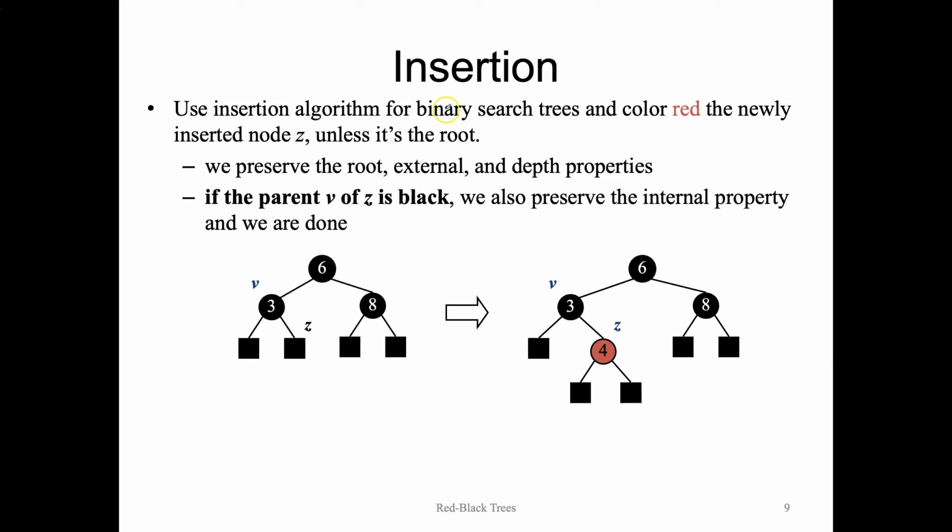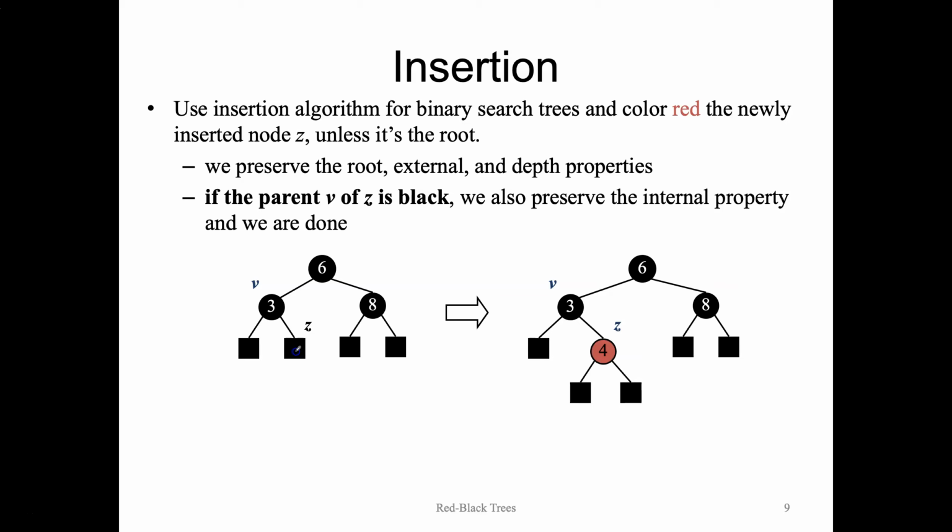So let's say we wanted to insert 4, for example, and we were given this red-black tree to start with on the left. We would start at the top, find that 4 is less than 6, so we go to the left. 4 is greater than 3, so we go to the right, until we find an external node, a leaf, where we can create a new node.